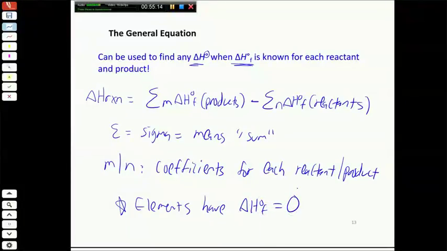So really, elements will drop out of this formula because they're all 0, but they would still technically be there. Okay, so that's how we use delta H of formation to calculate delta H for a reaction. So let's look at a few examples of this in practice.